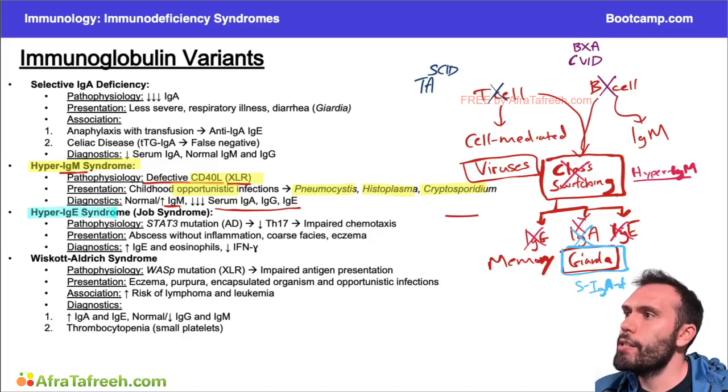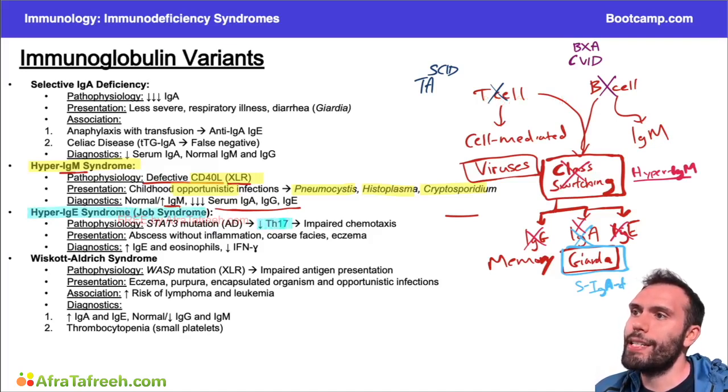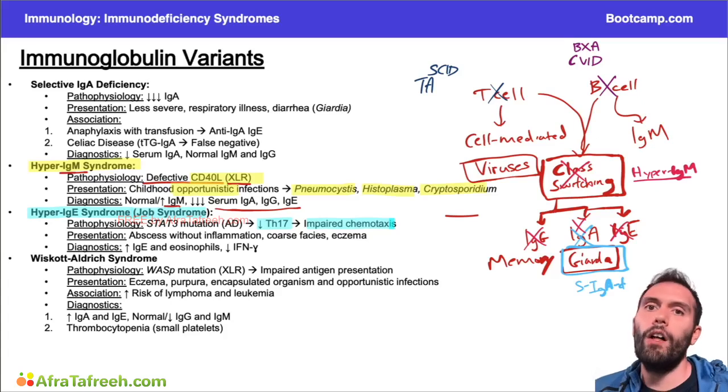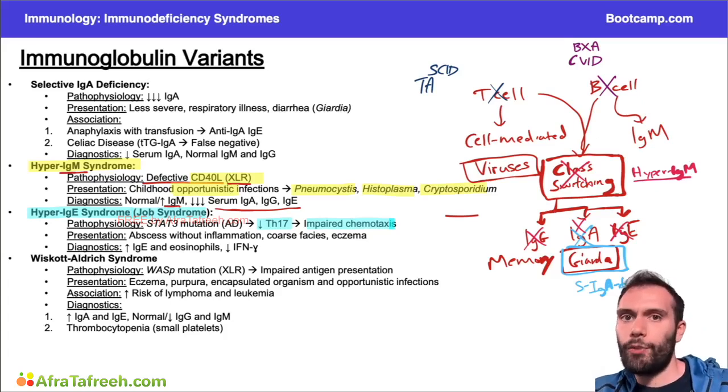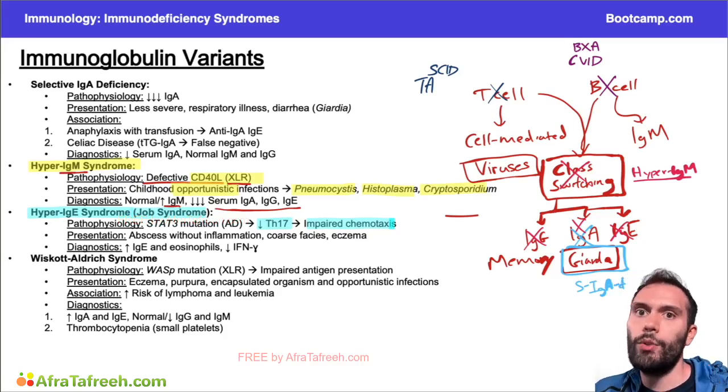Hyper IgE syndrome sometimes gets confused with hyper IgM. In hyper IgE syndrome, sometimes called Job syndrome, the issue is that we don't really have our T helper 17 cells. And remember, these cells are very much involved with getting neutrophils and macrophages to the site of chemotaxis. If we go back, initially when we talked about acute inflammation, we talked a lot about this. And the T helper 17 cells are very critical with that. So you do want to remember T helper 17 cells, and impaired neutrophil chemotaxis.